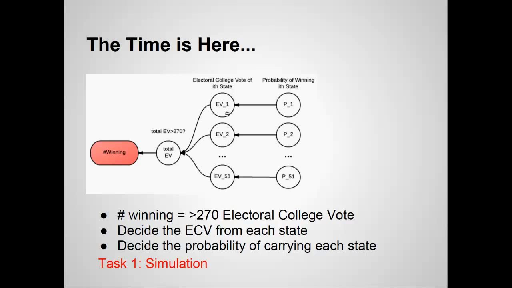To get that number, you need to know the probability that the candidate will carry that state. So at the end of the day, all you need to know is the probability distribution of the candidate winning that state on election day. Once you know that, all you need to do is run a simulation, and you will get the probability of the candidate winning the White House.